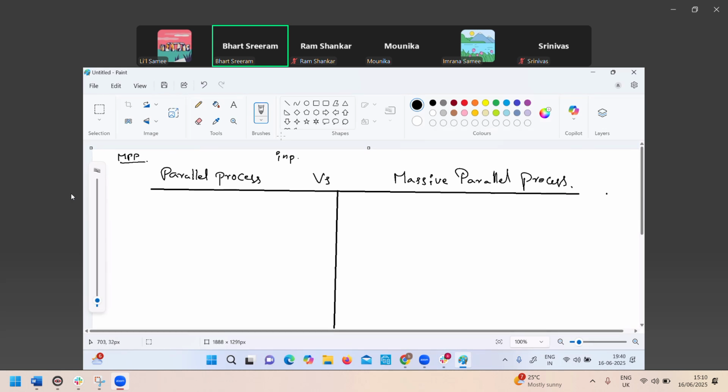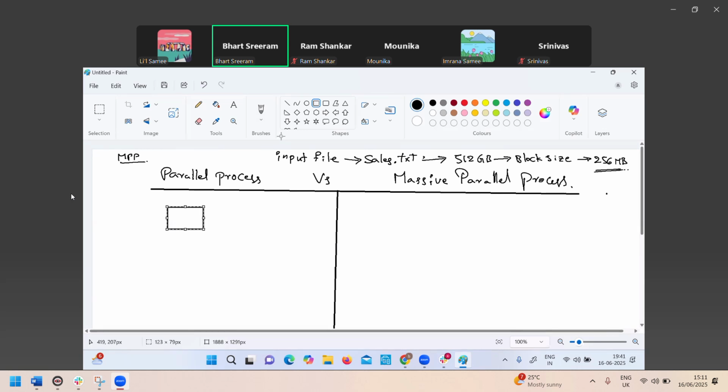Suppose the input file is sales.txt. Size is 512 GB. Block size 256 GB. Not 256 GB, sir, we are talking in MBs. GB is the wrong word. It is 256 MB. In the previous notes, also modify this. In Hadoop, the block size is 256 MB, not GBs. This is a Hadoop and Spark cluster, which means Spark is running on top of Hadoop.